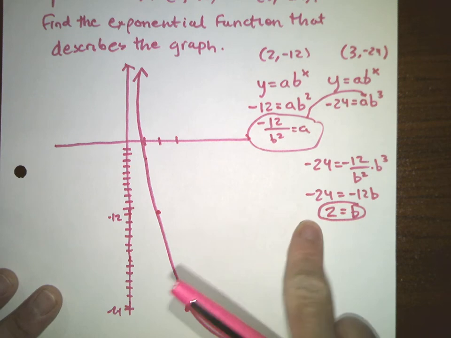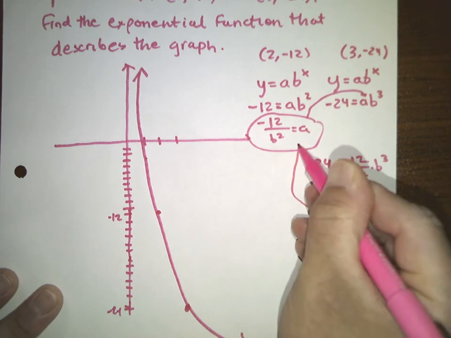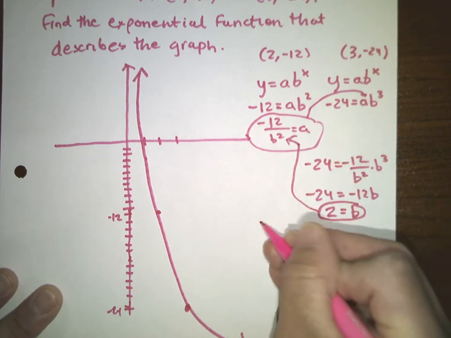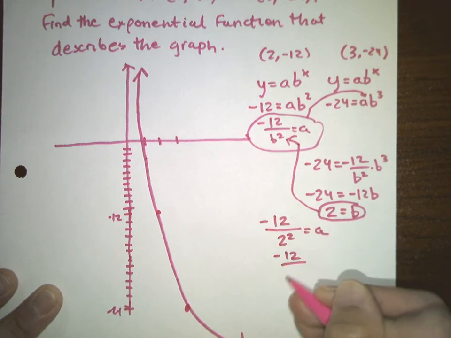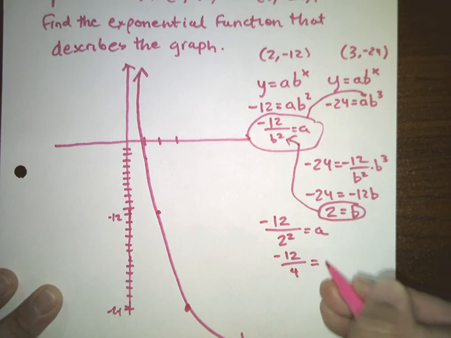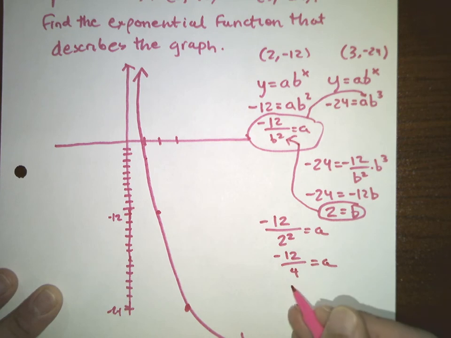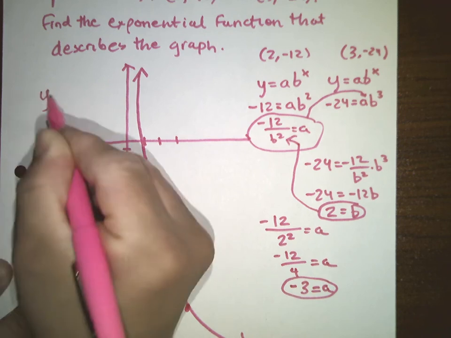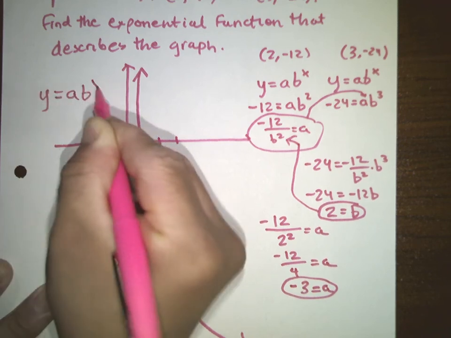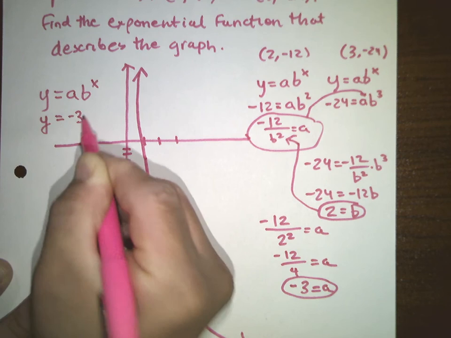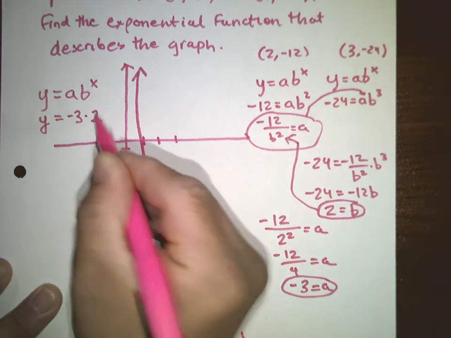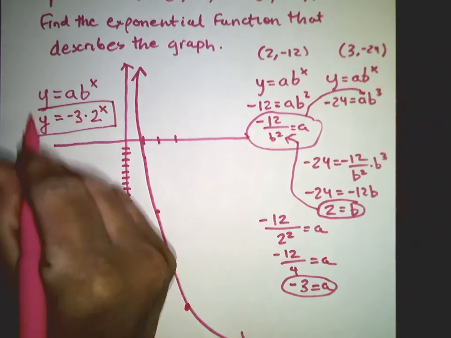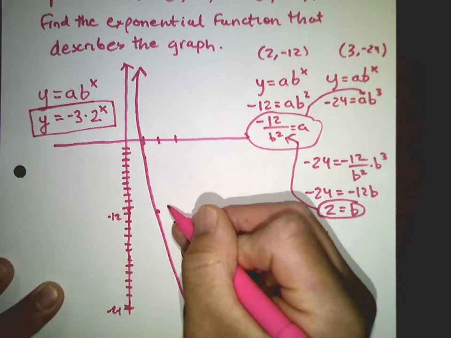And then since 2 was equal to b, I'll substitute that back in here to find a. So negative 12 over 2 squared is a. So negative 12 over 2 squared is negative 12 over 4, which is a. And negative 12 over 4 is negative 3. So negative 3 is a. So I know that this is of the form y is a b to the x, or y is negative 3 times, and b was 2, so negative 3 times 2 to the x. All right, so that's how I would do this one.